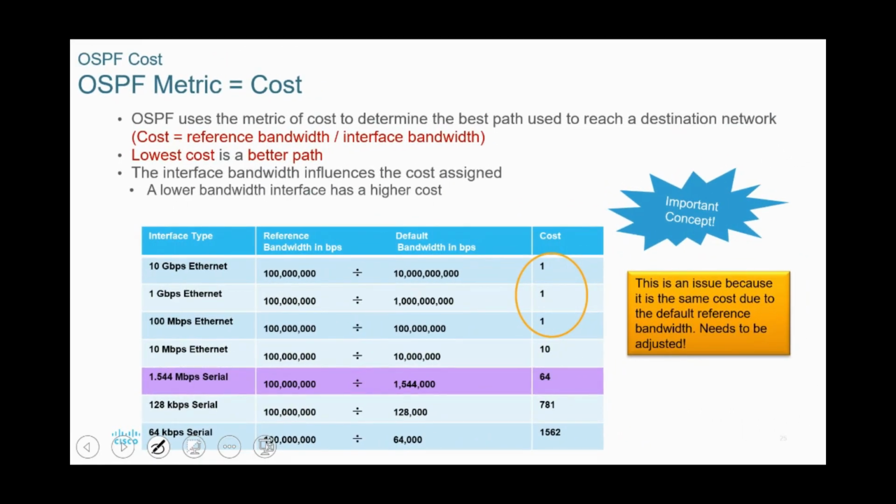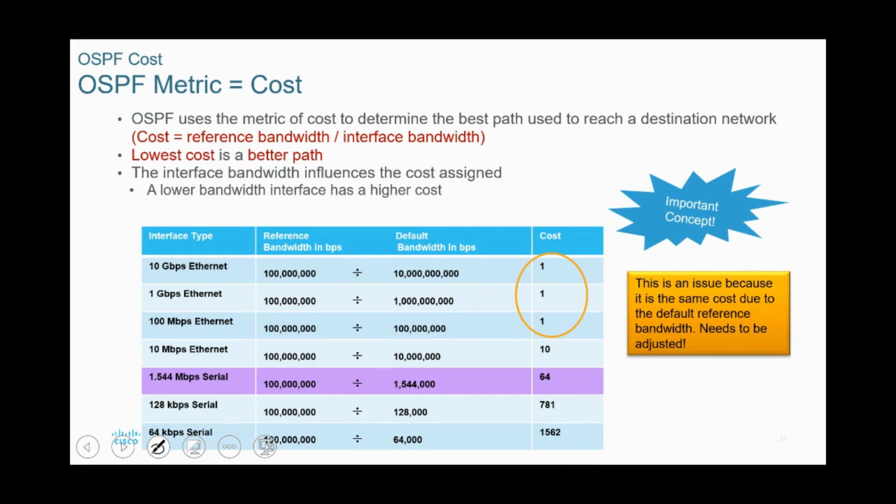Okay, next, let's talk about the OSPF metric. OSPF uses cost as the metric measurement, and it will pick the path with the lowest metric to reach the destination. OSPF calculates the cost as the reference bandwidth divided by the interface bandwidth. With this formula, it will choose the lowest path to reach the destination.